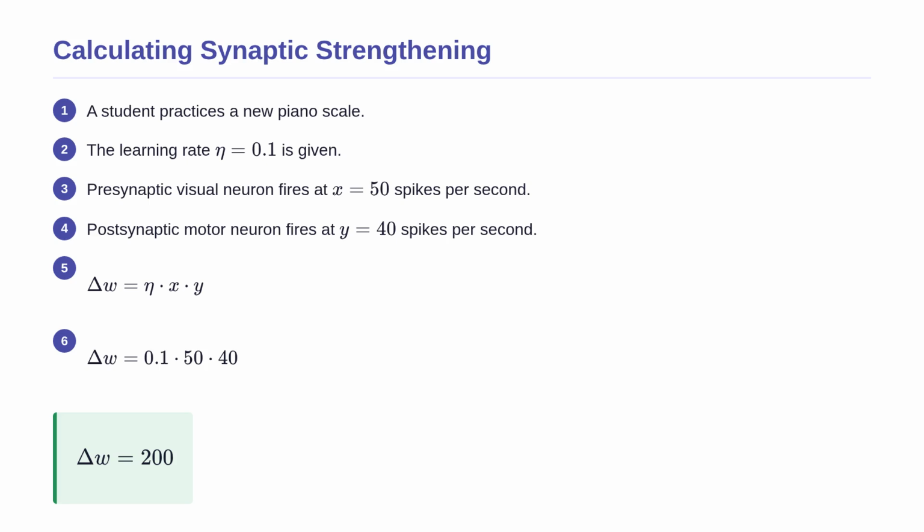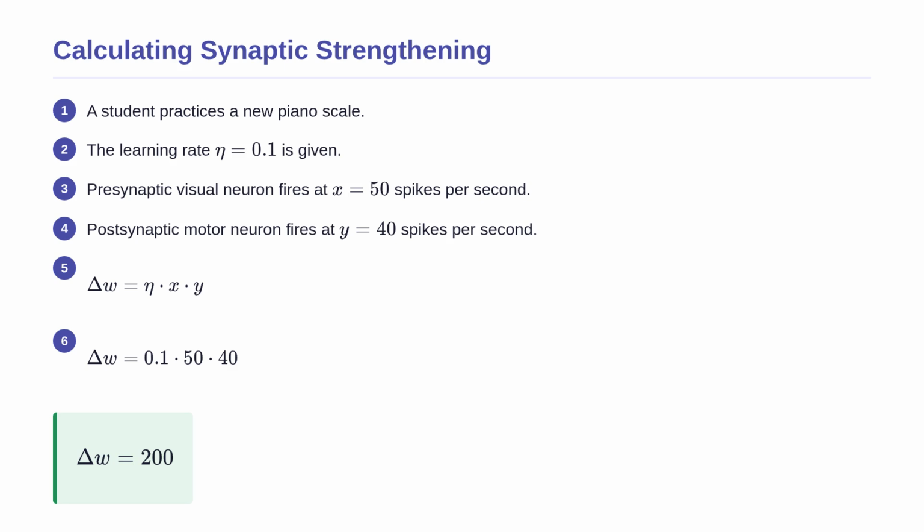Now that we have our formula, let us see this with a concrete example. Imagine a student practicing a new piano scale. We have a presynaptic neuron representing the visual input of the sheet music, and a postsynaptic neuron representing the motor command to move a specific finger. We're given a learning rate, eta, of 0.1.